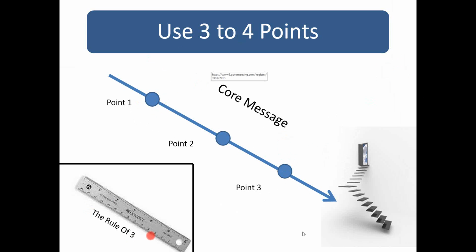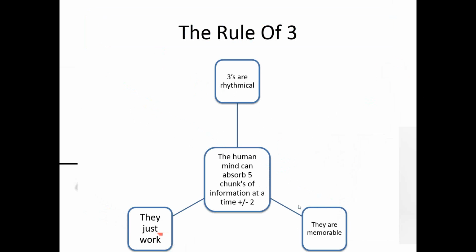Baa Baa Black Sheep had 3 bags of wool. There were 3 blind mice. There were 3 stooges. Goldilocks had 3 bears. There were 3 wise men. In a court of law, you have to tell the truth, the whole truth, and nothing but the truth. And William Shakespeare said, "Friends, Romans, and countrymen, lend me your ears." 3 points is really good, really effective, really memorable.